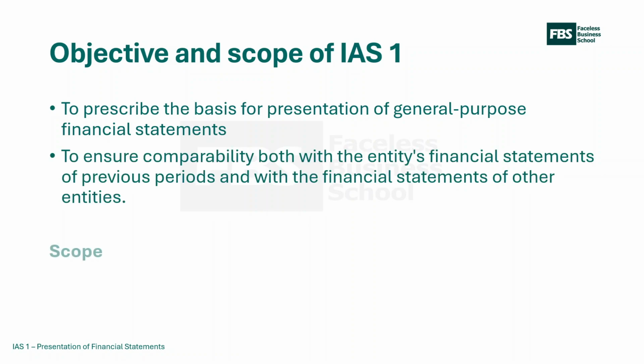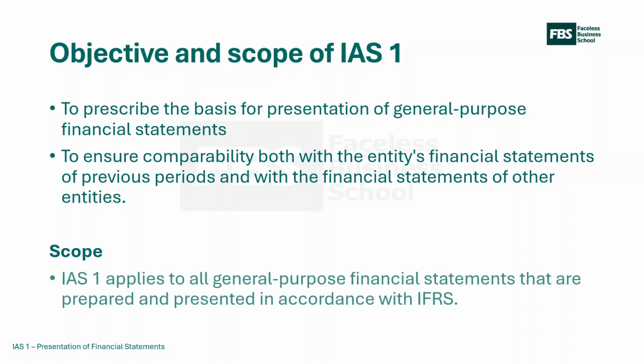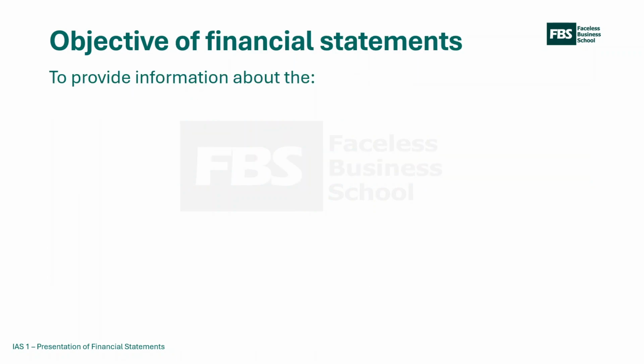Scope of IAS 1. IAS 1 applies to all general purpose financial statements that are prepared and presented in accordance with IFRS. The objective of general purpose financial statements is to provide information about the financial position, financial performance, and cash flows of an entity that is useful to a wide range of users in making economic decisions.